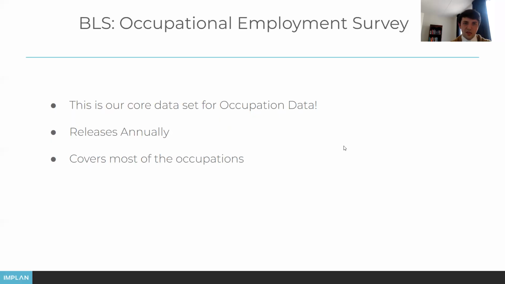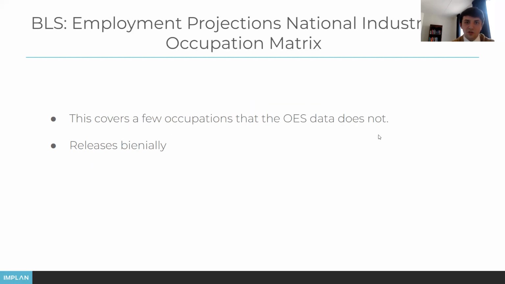Regarding data sources, the very first and probably the largest, most used piece of data that IMPLAN utilizes is the Occupational Employment Survey, or the OES. This comes from the Bureau of Labor Statistics and covers almost all the occupations that we use, save for things like military and agriculture. This is also released annually. Next, we do also use the Employment Projections National Industry by Occupation Matrix, which covers some of the occupations that the OES data don't have and helps us to fill in some gaps, and that releases every other year.